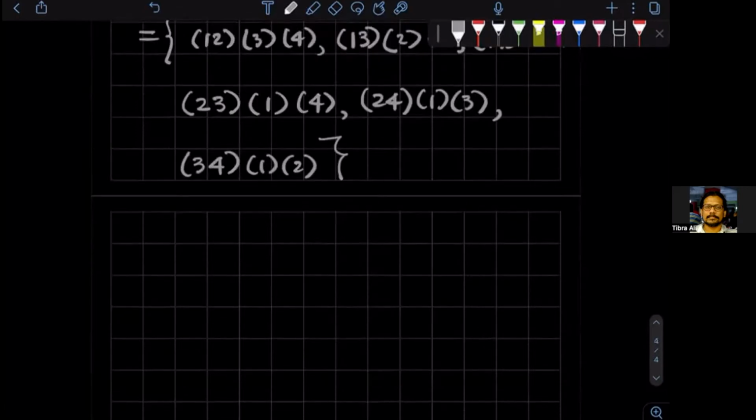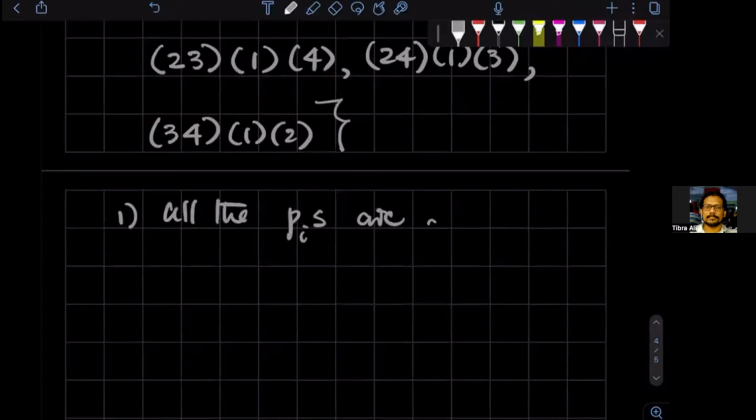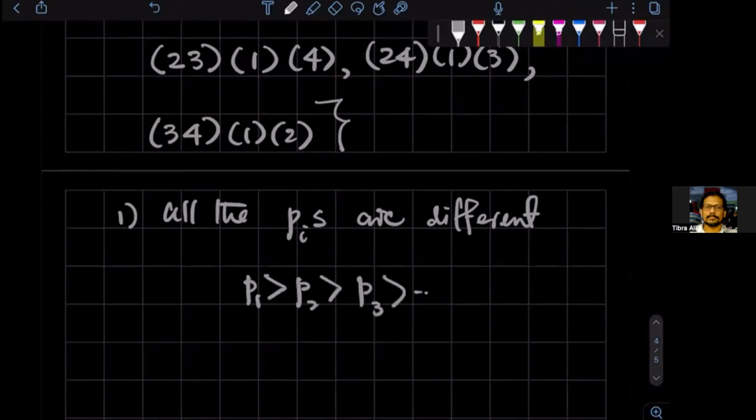Okay, so we want to calculate what the sizes of the subsets are. So there are two cases. Case number one, let's do a more special case. Suppose that all the P_i are distinct. All the P_i are different. Essentially what we mean is that P1 is greater than P2, which is greater than P3 ... greater than PR.